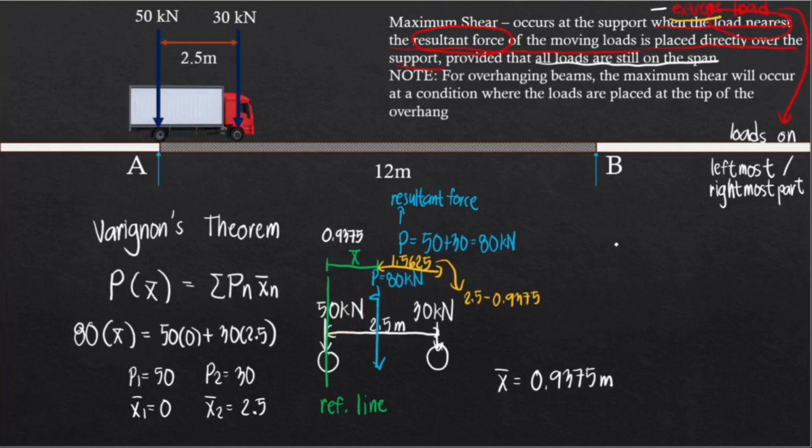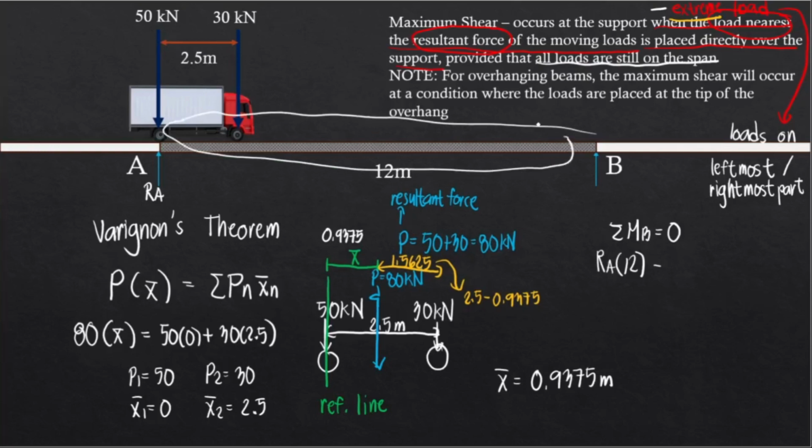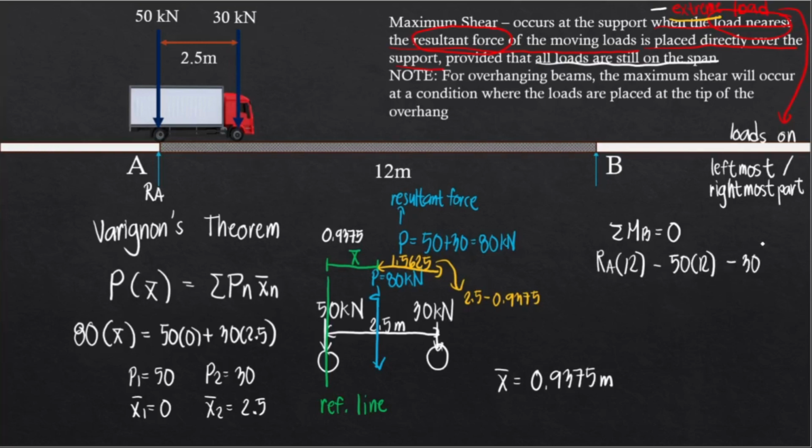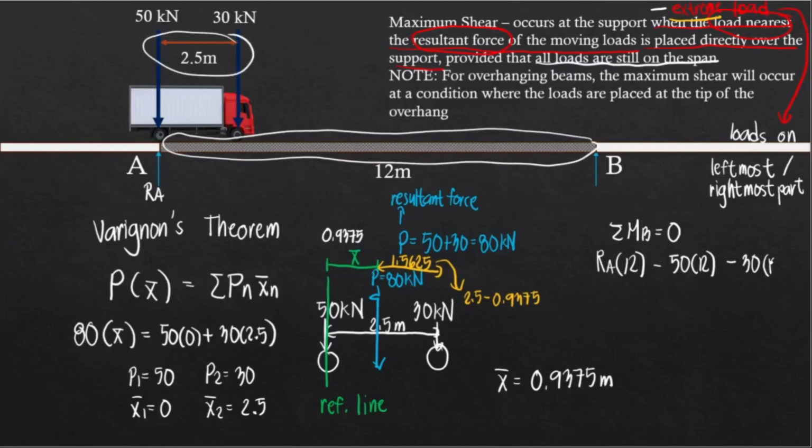And so solving the reaction at A, we can take moments about B. So we have the summation of moments about B equal to 0. Let's say this is RA. We have RA multiplied by 12 meters, which is the moment arm going to B, and then minus 50 multiplied by the moment arm going to B, and so that's still gonna be 12. Again, that's the perpendicular distance going to B, so minus 50 times 12, and then minus 30 multiplied by the moment arm, which is 12 minus 2.5. We're gonna set this to 0. Solving RA, we get 73.75 kN. And so this is our maximum shear.